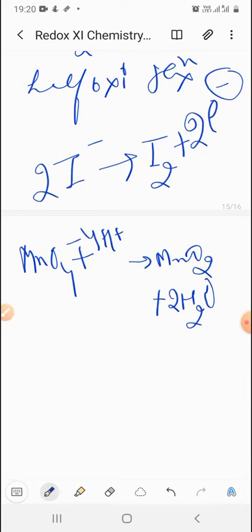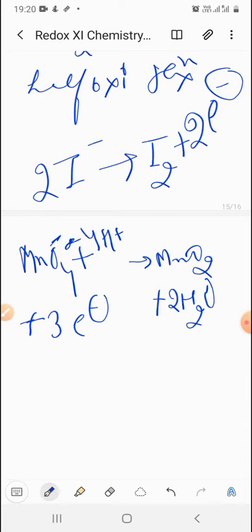Now you have to balance the charge again. This negative charge belongs to the MnO4 negative. So to the right hand side there is no charge, to the left hand side there is 3 positive charge. To make the charges balanced, I have added 3 electrons there. Fine, now the charges are balanced. Now the 2 half oxidation and reduction reactions are balanced, but before adding these equations you have to make the electrons equal.